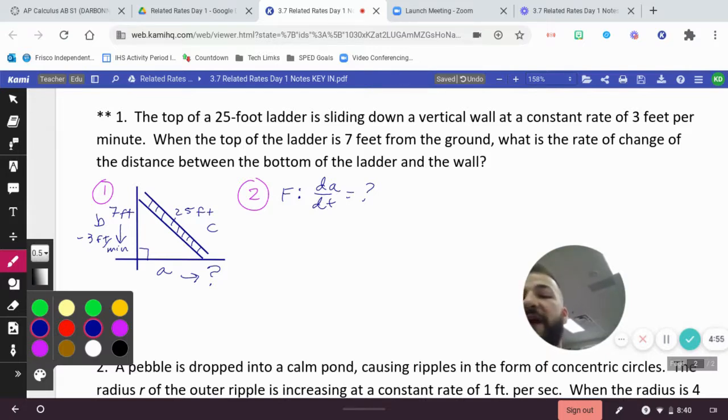When do they want us to find it? That's our W in Fwiggy. So when do they want us to find it? When the top of the ladder is 7 feet from the ground. So when which side, B, is equal to 7 feet.